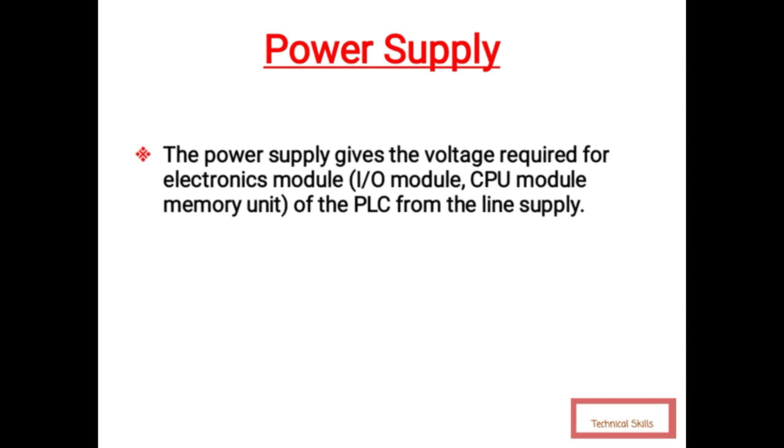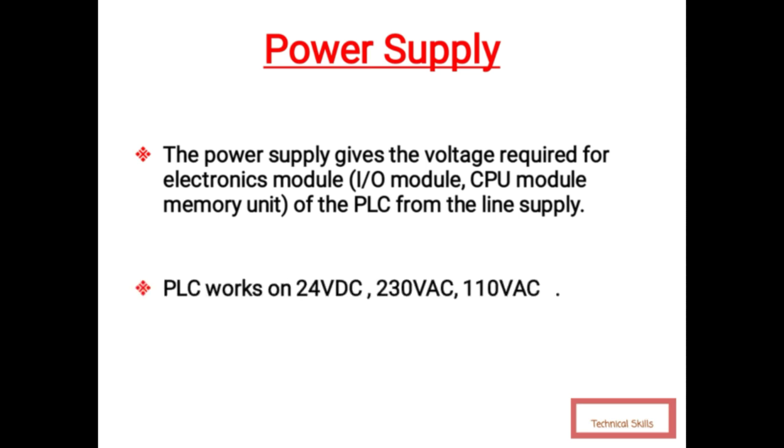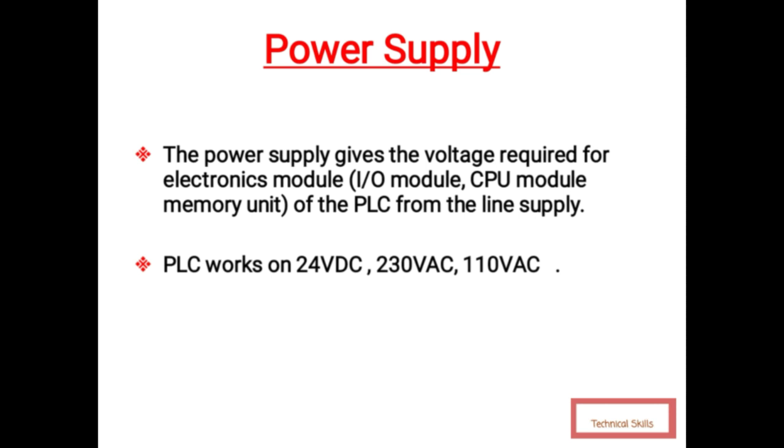Next is power supply. The power supply gives the voltage required for electronics module, that is IO module, CPU module, memory unit of the PLC from the line supply. PLC works on 24 volt DC, 230 volt AC, and also 110 volt AC in some countries.